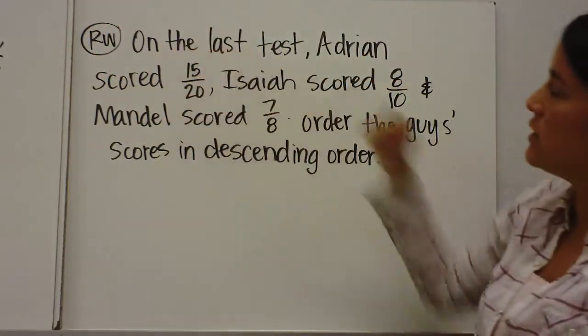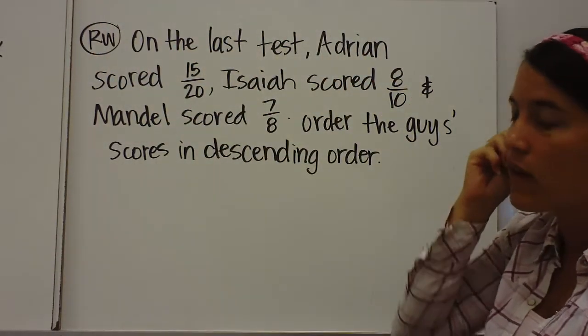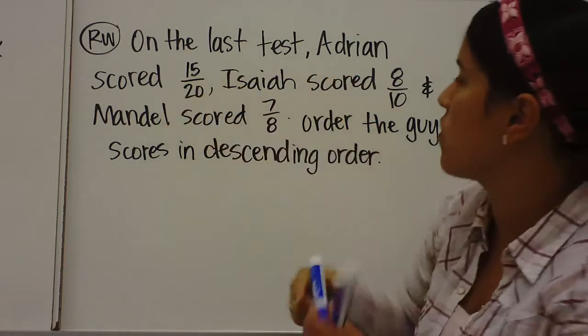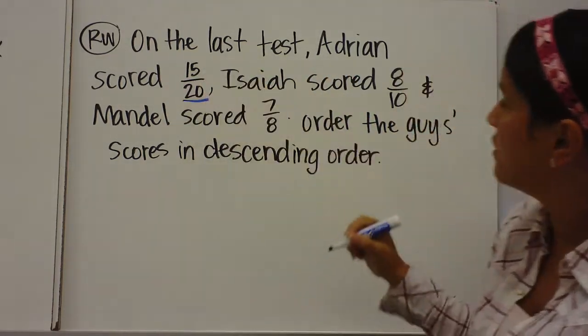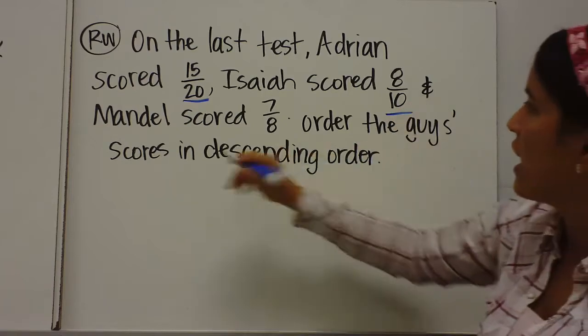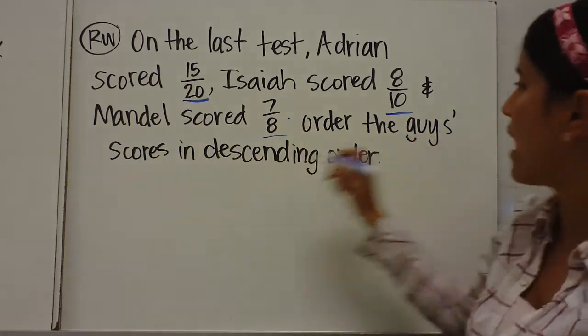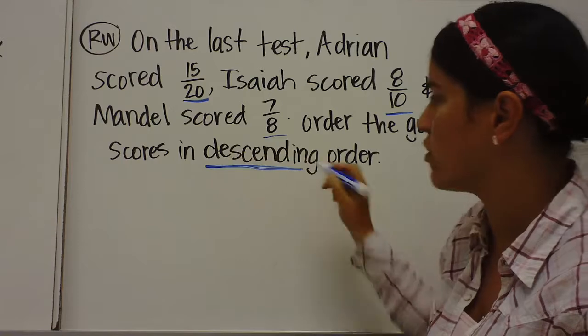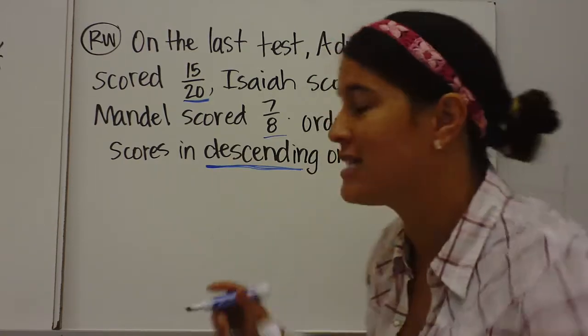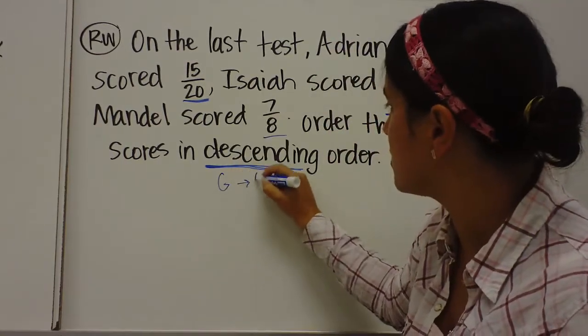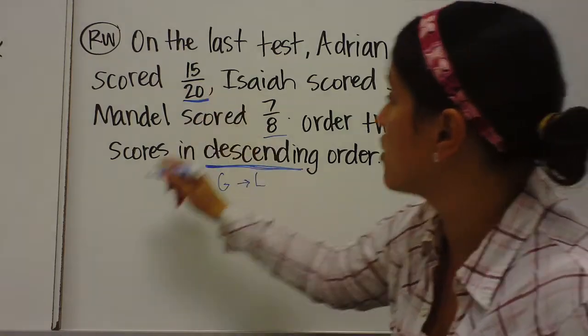All right, so real world. Here's a real world problem. On the last test, Adrian scored 15 out of 20. Isaiah scored 8/10, and Mandel scored 7/8. Order the guys in descending order. Descending means it's going down, so this is greatest to least. So let's start over here.